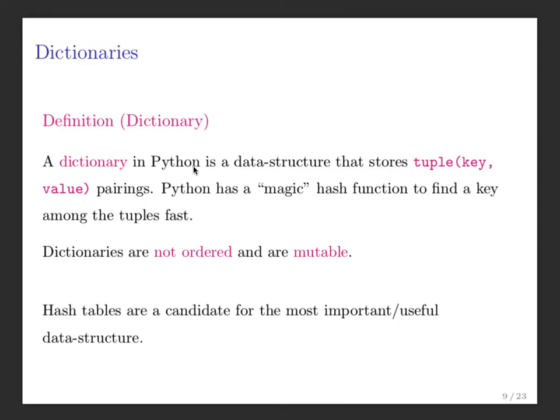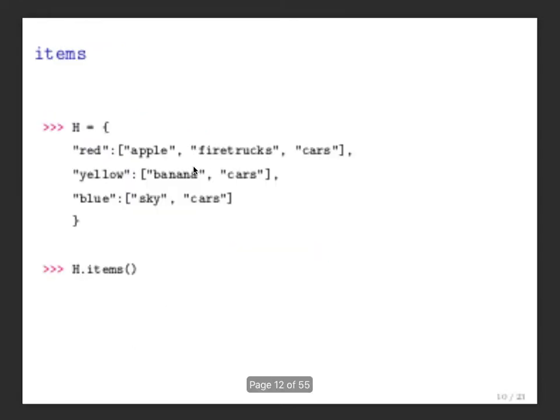Dictionaries are not ordered, right? Because the keys can be mixed, so they're not necessarily comparable. And you can mutate dictionaries, right? These things are made for changing. And as I said, hash tables are a candidate for the most important, useful data structure in computer science.